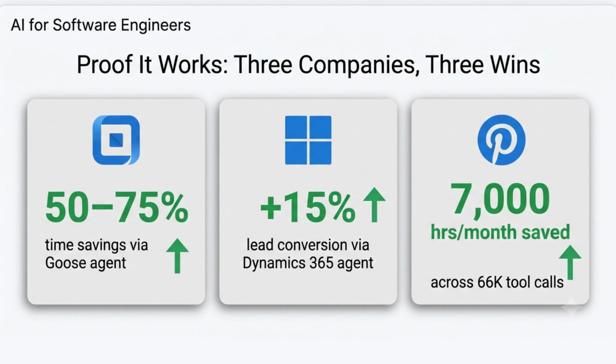Or look at Microsoft. They built a sales development agent on MCP connected to Dynamics 365, used across more than 60,000 sales leads. They saw a 15% jump in leads turning into real opportunities. Or Pinterest as well. They published their own MCP architecture just this year, running specialized servers across data platforms, handling something like 66,000 tool calls a month, saving an estimated 7,000 engineering hours.